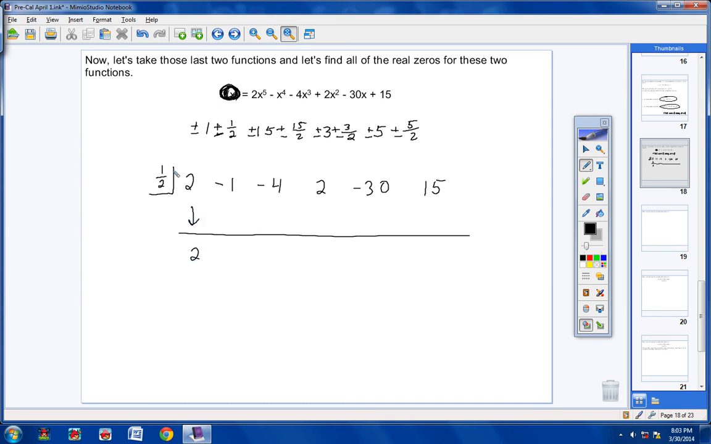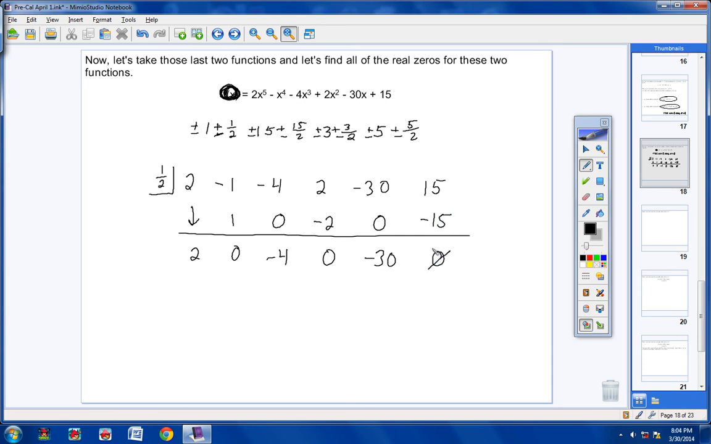Now let's watch what happens here, okay? Bring down your 2. 1/2 times 2 is 1. Combine and you get a 0. 1/2 times 0 is 0. Combine these two numbers, you get a -4. 1/2 times -4 is -2. Combine and you get a 0. 1/2 times 0 is 0. Combine these two numbers, you get a -30. 1/2 times -30 is -15, and you get out a 0.